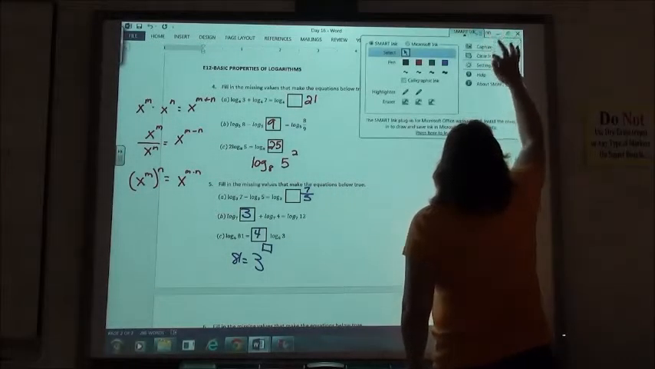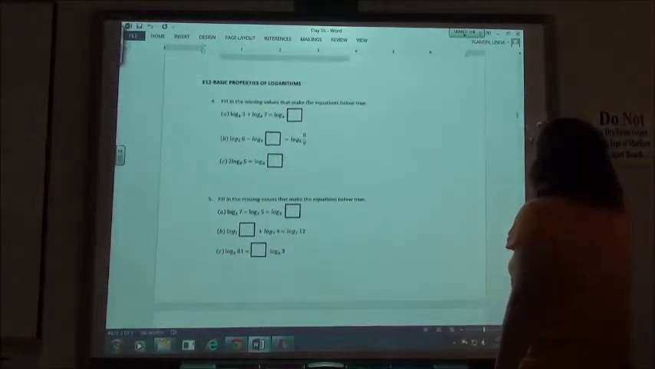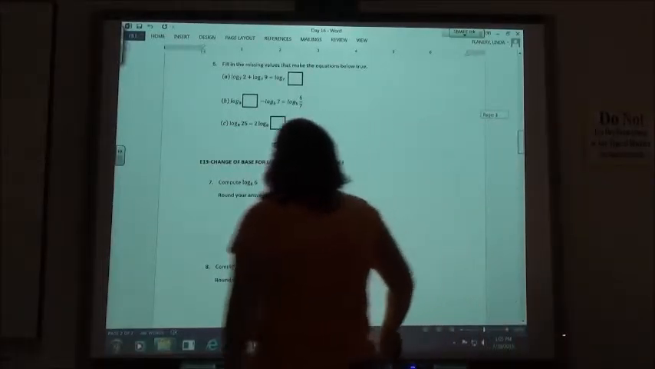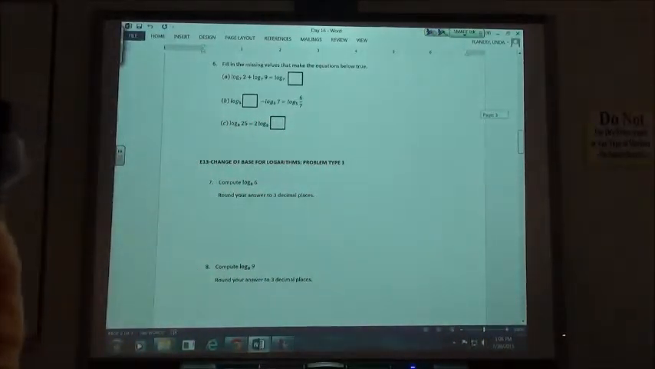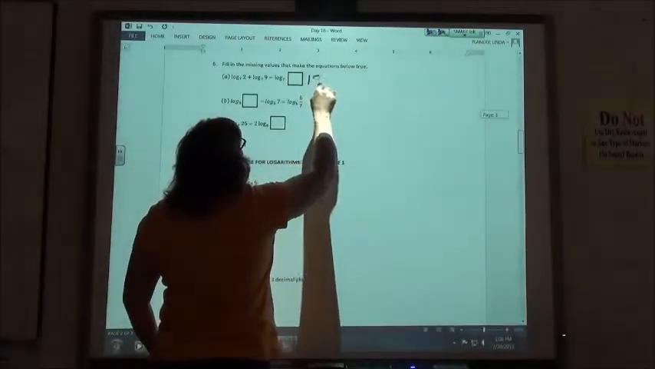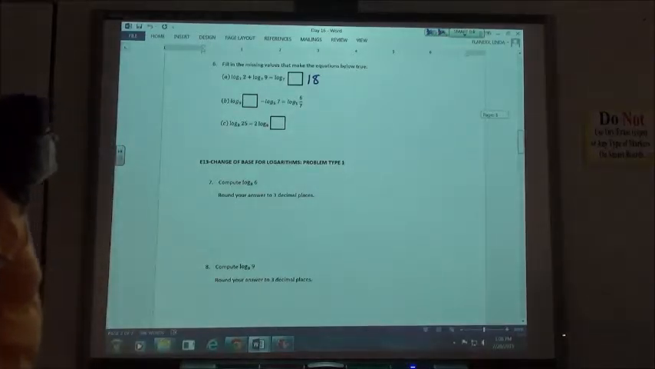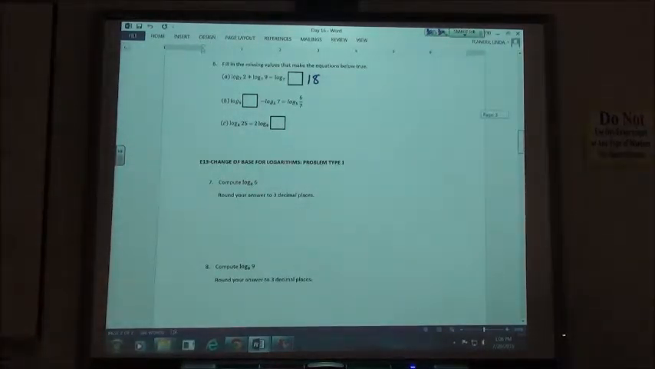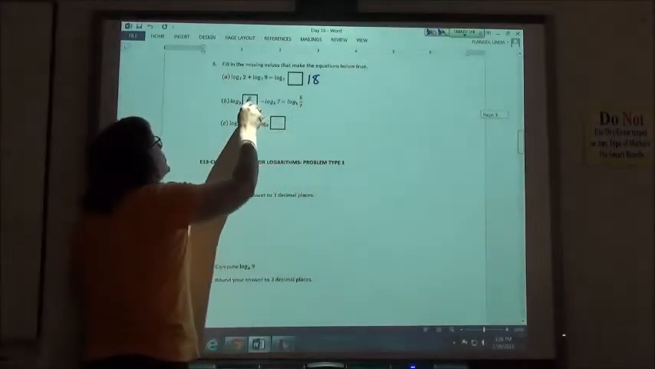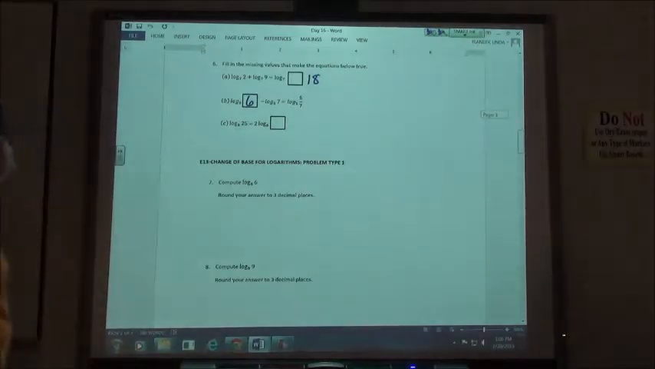One more of those. So on number 6, log base 7 of 2 plus log base 7 of 9. I'm adding my logarithms, so I multiply: log base 7 of 18. Part B, log base 5 of what minus the log base 5 of 7 would equal log base 5 of 6/7. The first box would have had to be a 6.